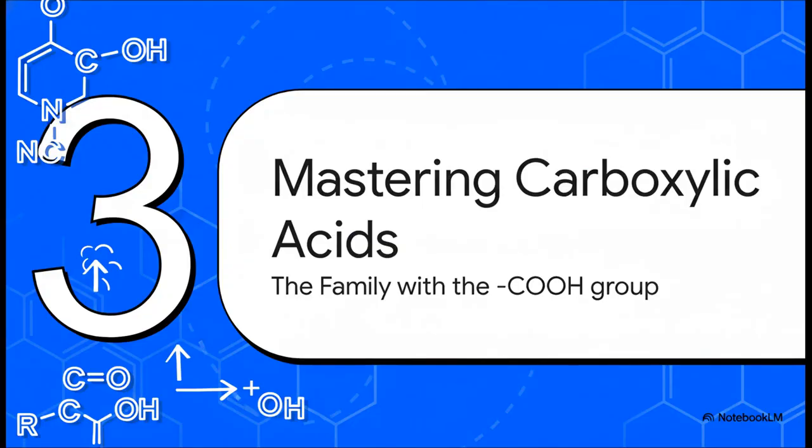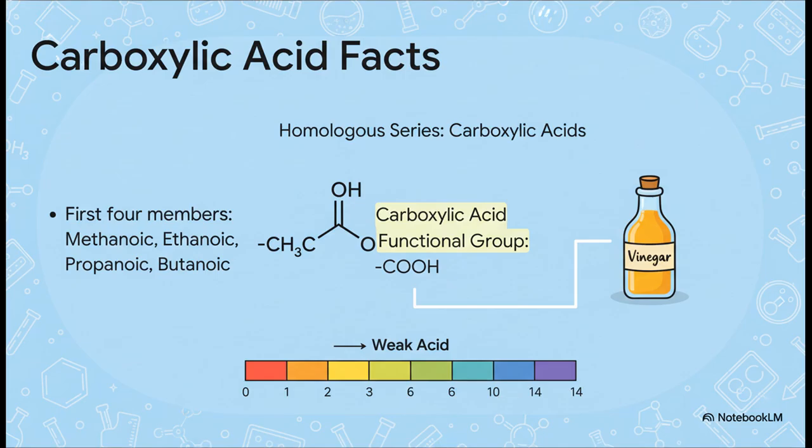And that oxidation of alcohols leads us perfectly to our third and final family for today, the carboxylic acids. You can think of them as the next step up from an alcohol, and their functional group is the minus COOH group. And no surprise here, we've got another homologous series with a predictable naming pattern. You'll probably recognize ethanoic acid. That's the main component of vinegar.